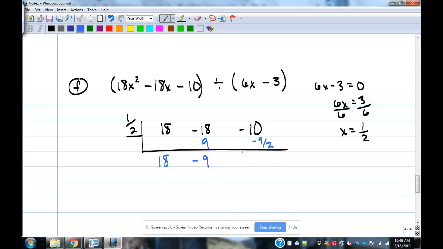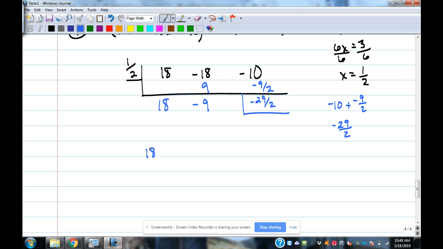And again, we're going to add, and get that remainder. So -10 plus -9 over 2 would be -29 over 2. Right? -10 is -20 over 2. So there's our remainder. So we get 18x minus 9 plus -29 over 2 over the divisor, 6x minus 3.